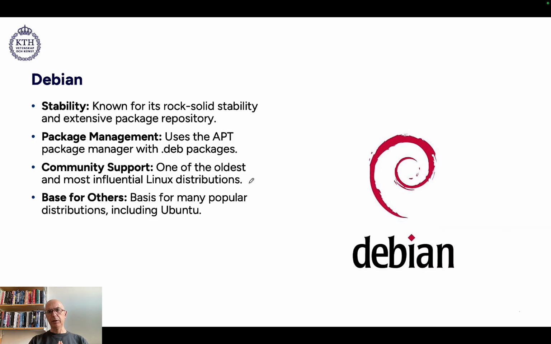So let me give you a quite brief overview of the most commonly used Linux distros. The first one is the Debian distro. It is known for its stability and extensive package repository. It uses the apt package manager and has quite strong community support. Indeed, it is one of the oldest and most influential Linux distributions.